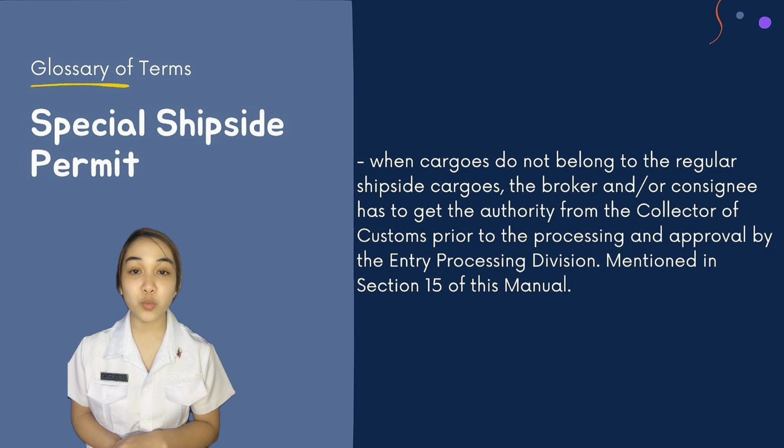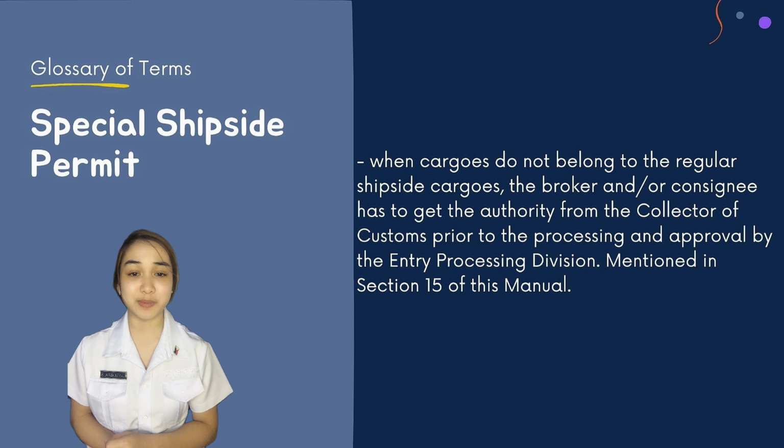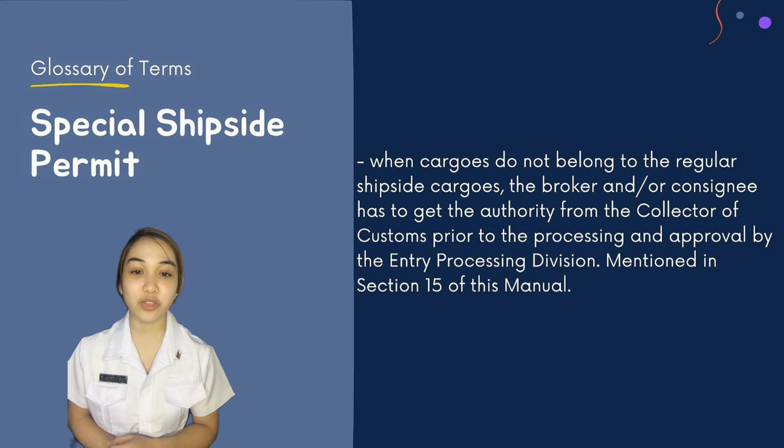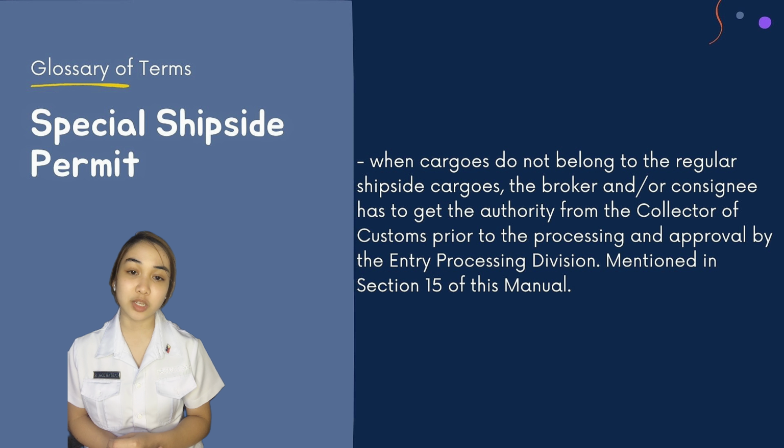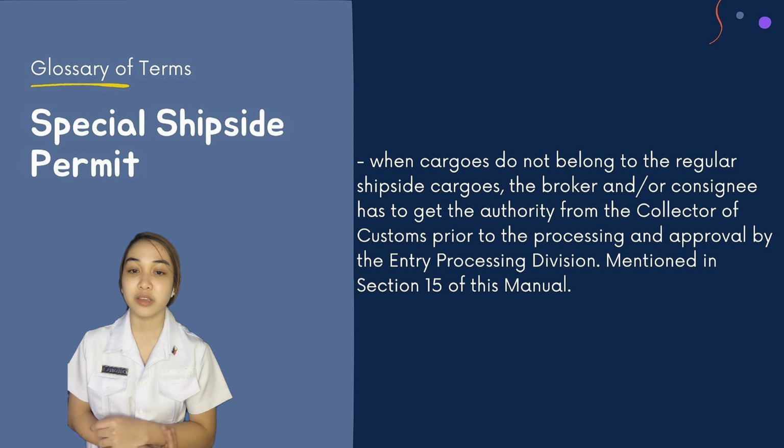Next is the special shipside permit. This is also one of the types of shipside permits. So this is when cargoes do not belong to the regular shipside cargoes, the broker or the consignee has to get the authority from the collector of customs prior to the processing and approval by the entry processing division, mentioned in section 15 of this manual.